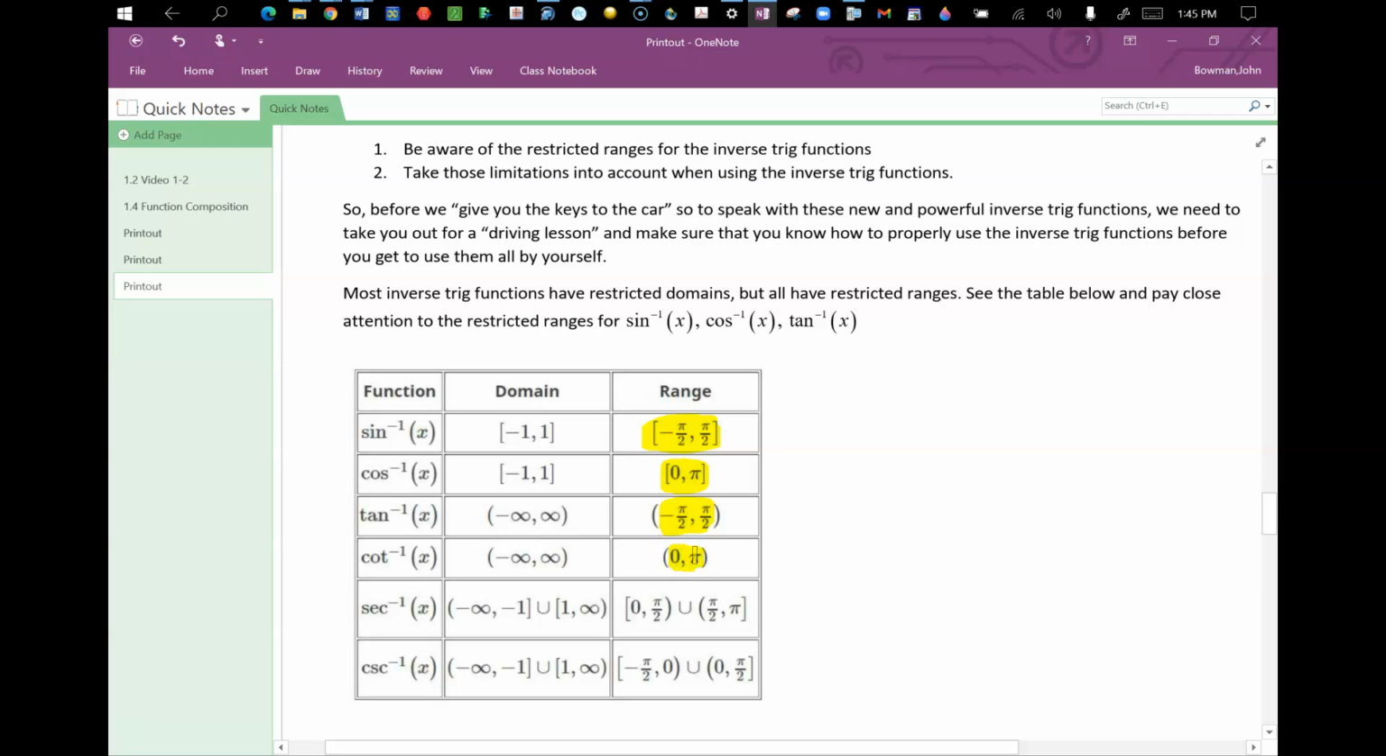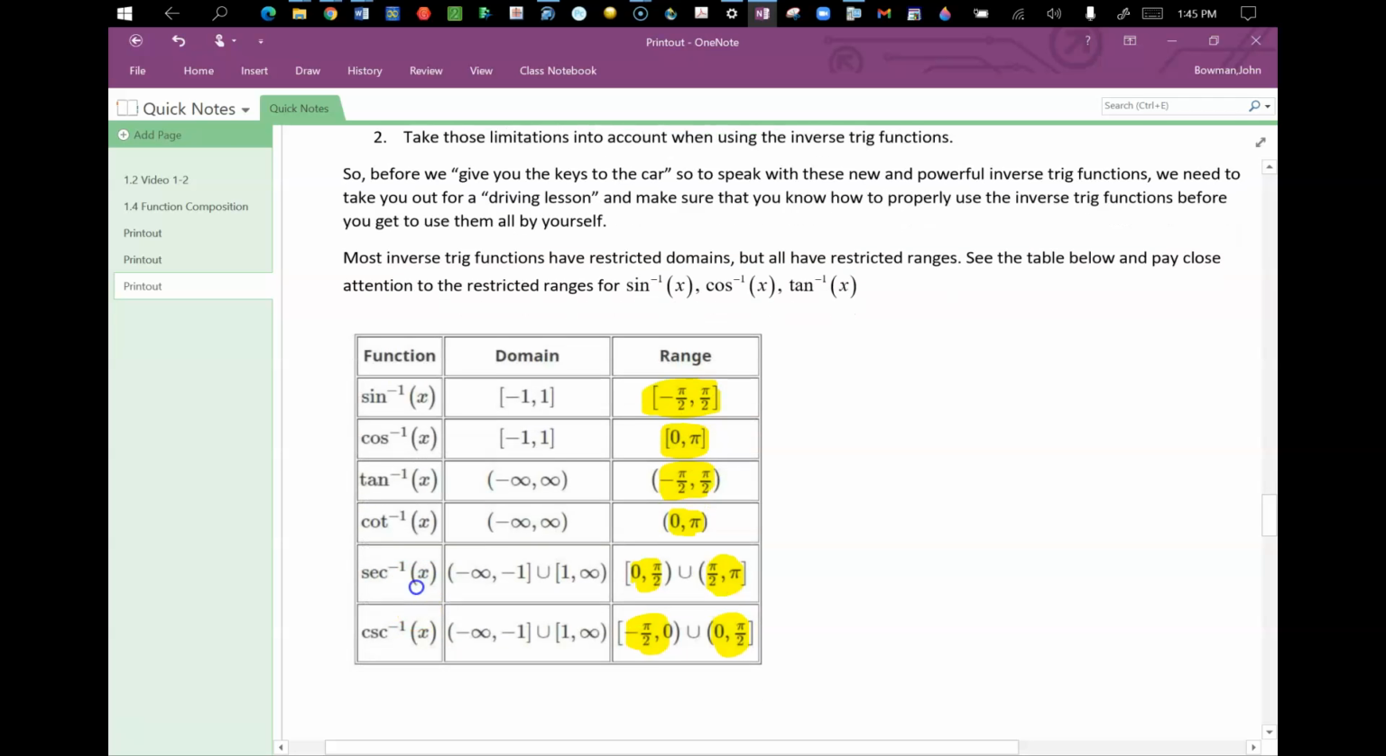The inverse secant gives you an angle in the first or the second quadrant, but it will not give you an answer at pi over 2 because the secant is undefined there. And the inverse cosecant will give you an answer in the fourth or the first quadrant, but not at 0 because the cosecant is undefined there.